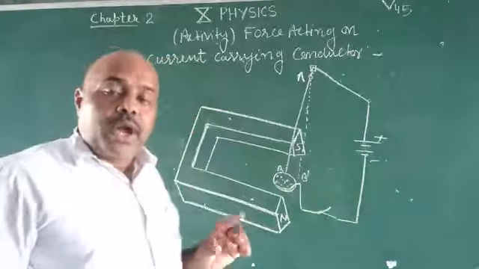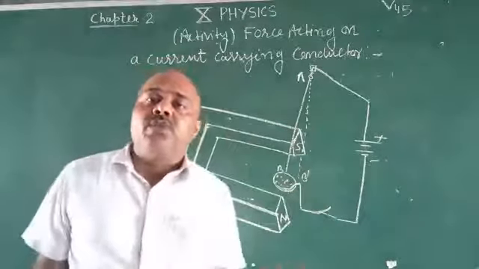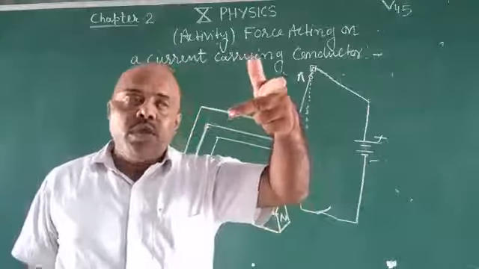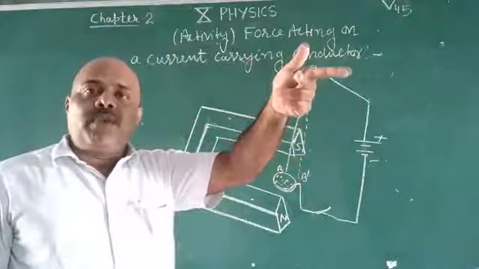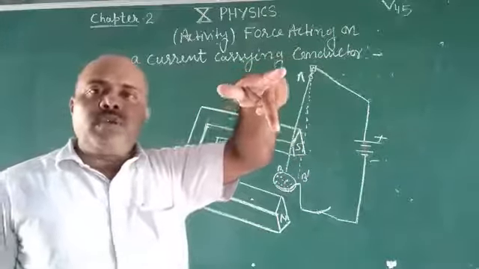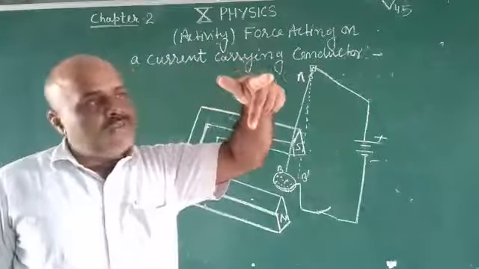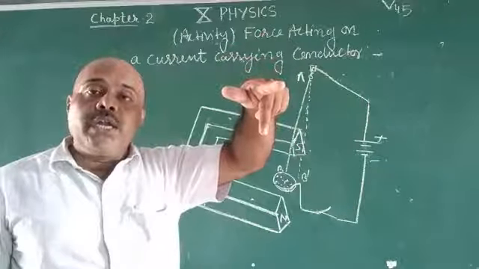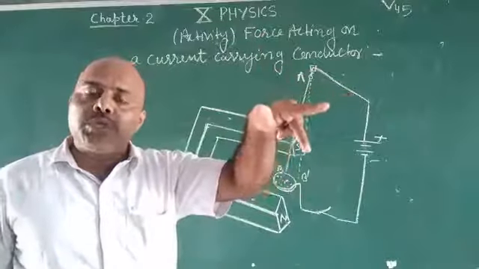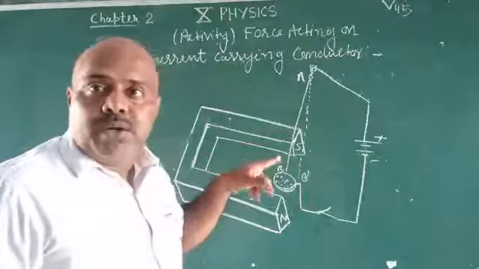and the minimum, that is no force, is experienced by the current carrying conductor when it is parallel to the magnetic field. The direction of force experienced by a current carrying conductor we can find by Fleming's left hand rule. I told you about Fleming's left hand rule. We stretch three fingers of the left hand in such a way that they are mutually perpendicular to each other. The forefinger points in the direction of the magnetic field, the central finger gives the direction of current, and the thumb gives the direction of force or the direction of motion of the conductor. So the direction of force we can find with the help of Fleming's left hand rule.